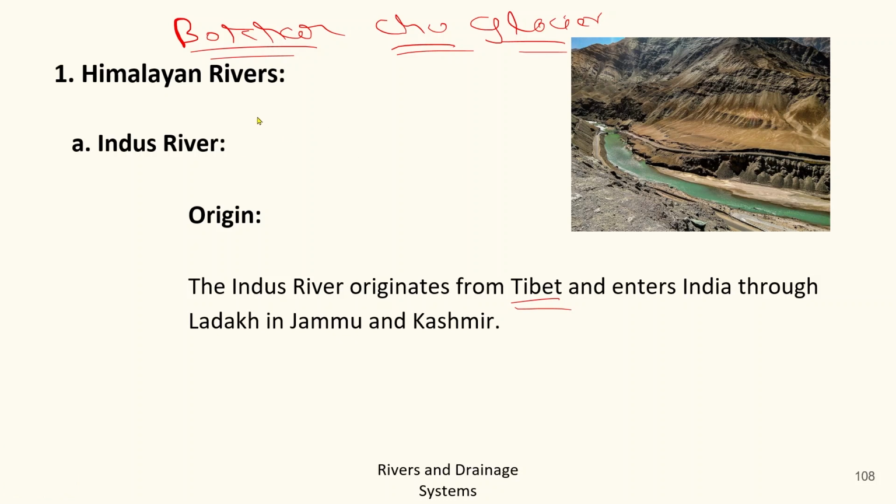And here its name is Singni Khamban, or basically a lion's mouth. So basically the Indus River originates from the Bokarchu Glacier, named as Singni Khamban or the lion's mouth.